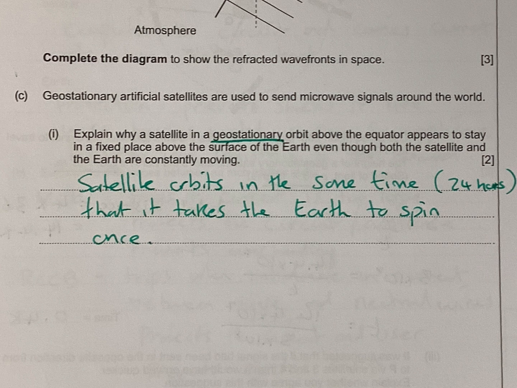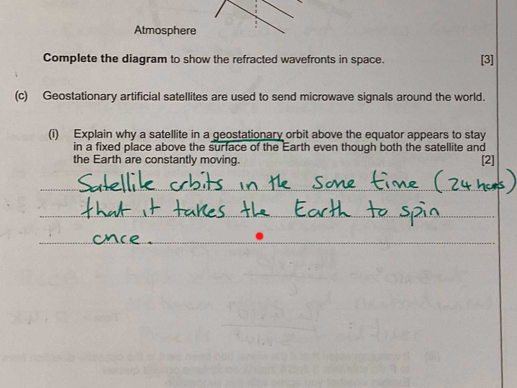A geostationary satellite orbits in the same time as the Earth, and it stays above the same position because it's above the equator. So we can say the satellite orbits in the same time, 24 hours, that it takes the Earth to spin once, and that's why it stays in the same position.